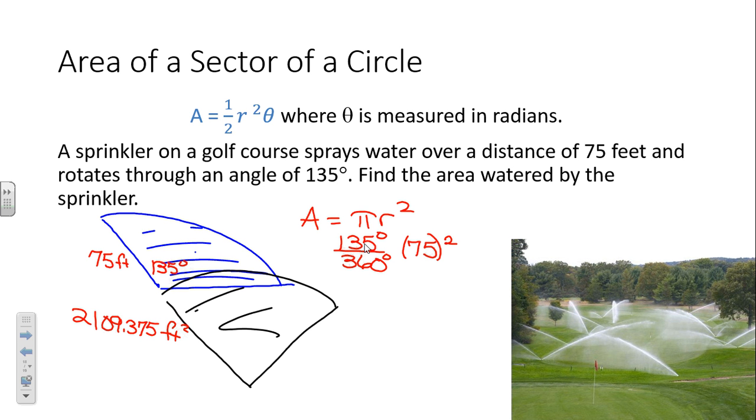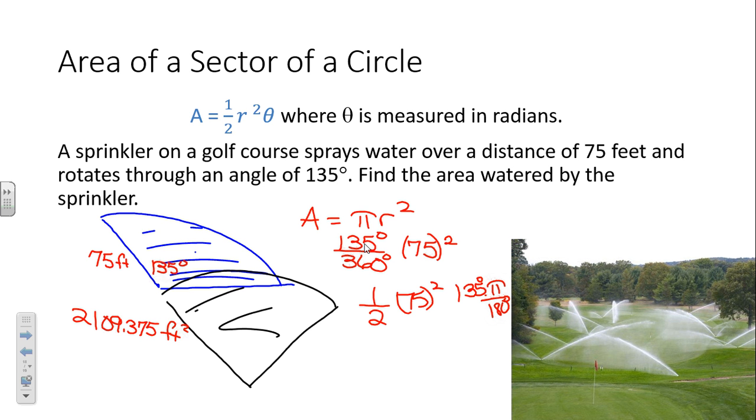Make sense? Okay. So why does this old-style way work? Well, we're just taking the fractional part of 360 times our whole circle, right? The area of a whole circle. So let's see how these two relate. This 1/2 times r squared, I see the 75 squared still, right? And then theta, which has to be in radians. So if I take 135 times, what, to get radians? Pi over 180, don't I get 135 over 360 times pi times r squared? So they're the same thing, just different appearances.